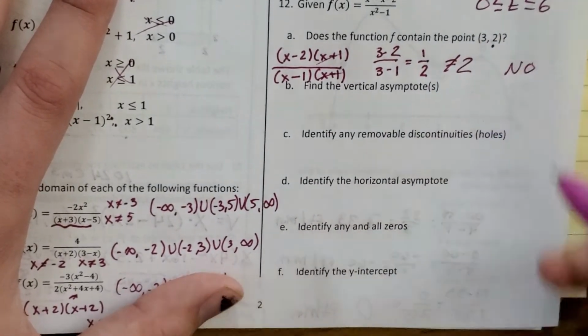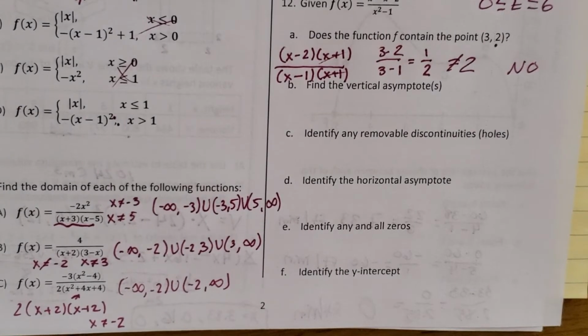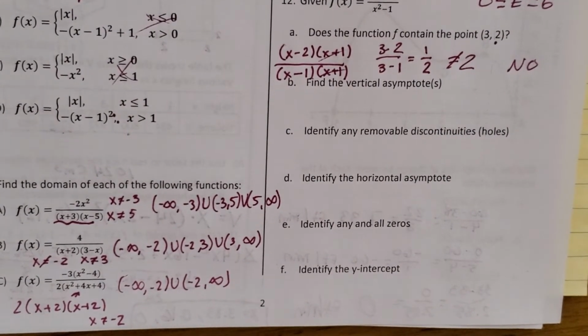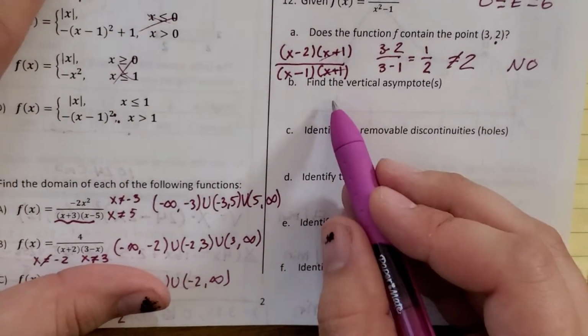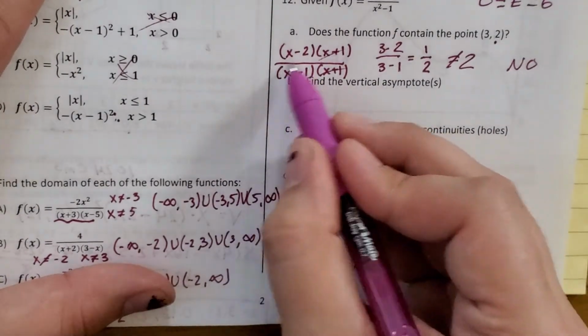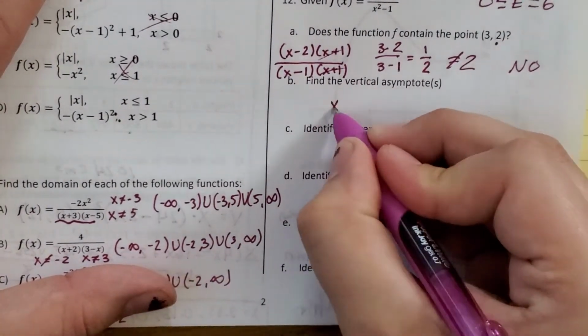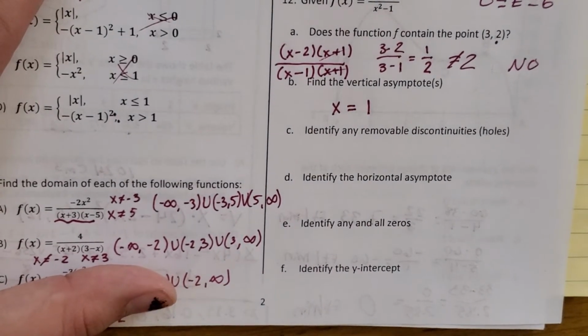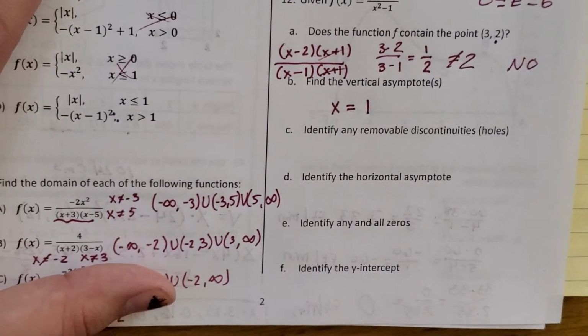So this would be no. That point is not in the function. The function contains the point (3, 1/2), not (3, 2). Find the vertical asymptote. Remember, the vertical asymptote comes from the denominator. What would make x minus 1 equal 0? Well, it would be when x equals positive 1. So my vertical asymptote is that x equals 1.